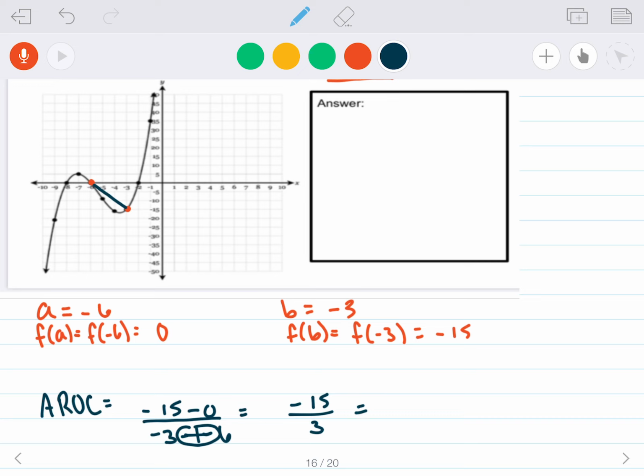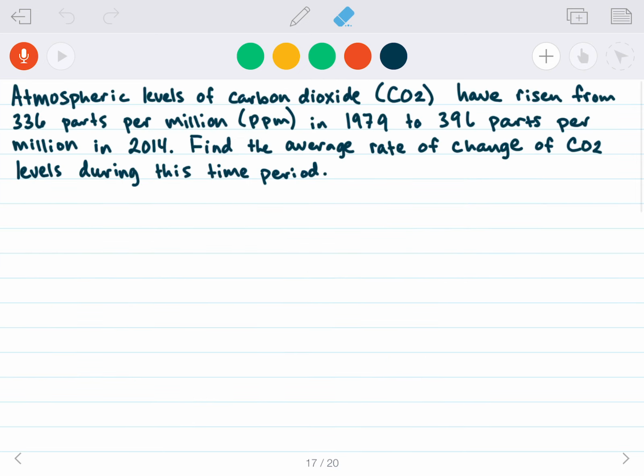And this is going to simplify down to negative 5. And again, we don't have units here, so our answer is negative 5. And notice this kind of makes sense, because if we were to put someone on this line segment, he would be walking downward from left to right. That's telling us this function is changing negatively from x equals negative 6 to x equals negative 3.